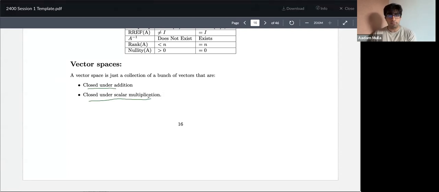So what does this thing closed mean? So let's say I have my box here. Okay, and instead of a box, I'm going to say I have a circle. This is my bag, okay? And I have some vectors here. Vector 1, vector 2, vector 3, vector 4. These are all just vectors in my vector space, okay?